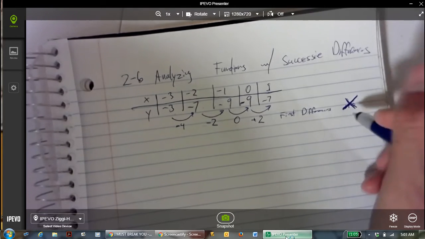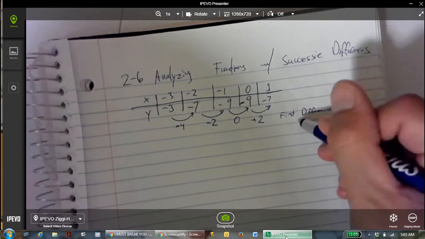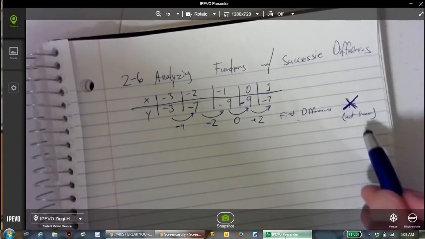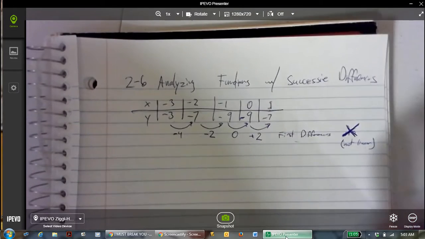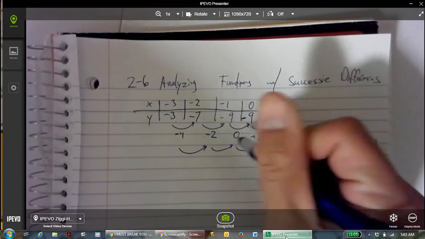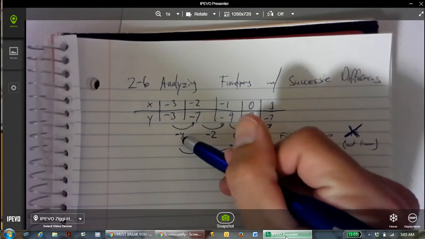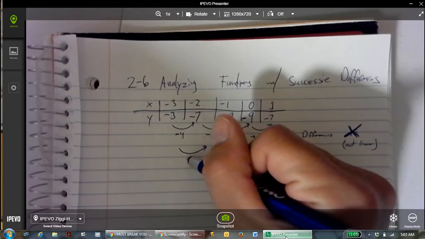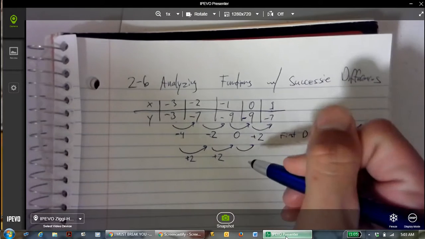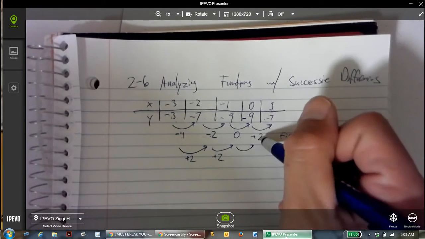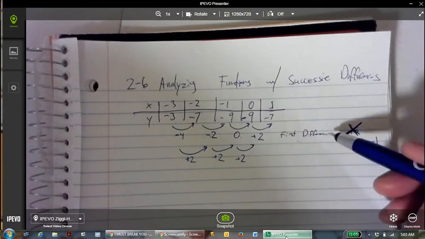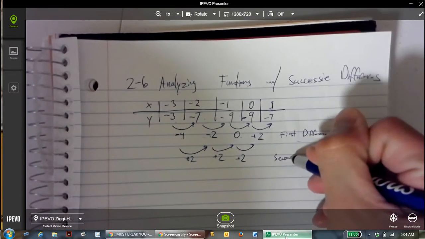So we're going to just put an X, like it fails this test, and put in parentheses, not linear. You don't have to write this part in, but I'm just saying this is not linear. But if you notice, if I took the differences between the first set of differences, from -4 to -2, I added 2. From -2 to 0, I had to add 2. And then from 0 to 2, I had to add 2. And this is what we call this. So this line is the first set of differences. This line is the second differences.